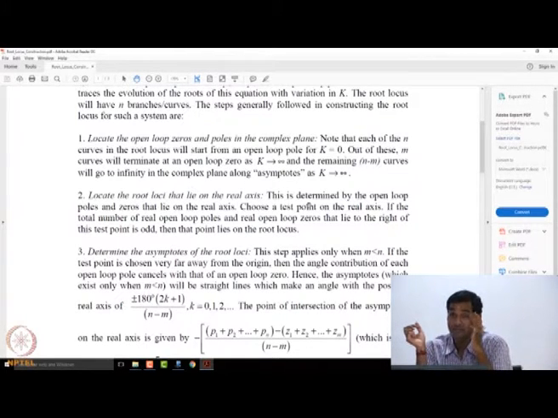Now, we need an even multiple of pi. So, what do you think will happen here? Now, you take a test point, you look to the right, and the number of real open loop poles and real open loop zeros to the right of it should be even, or it can be 0, because even 0 degrees satisfies the angle condition.